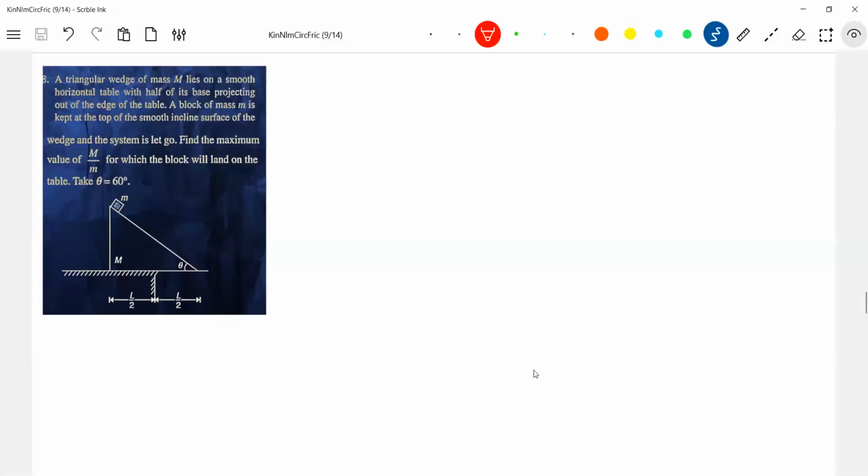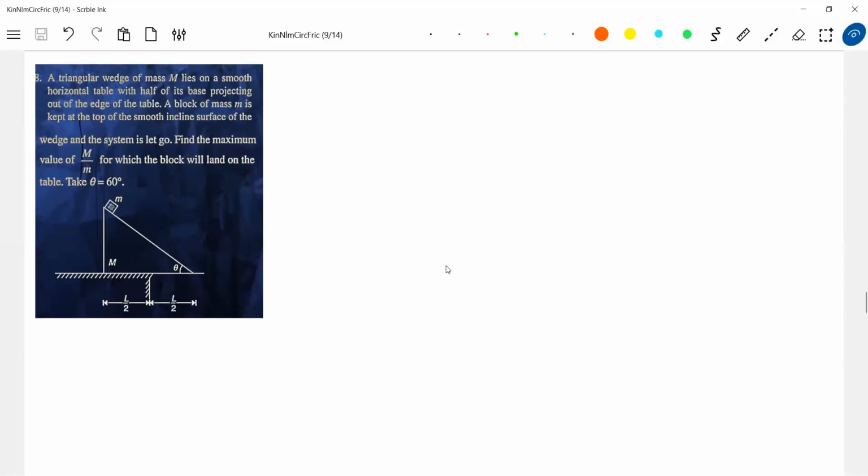Find the maximum value of capital M by small m for which the block will land on the table. As it slides, the normal contact force will have a component that makes the wedge accelerate towards the right. If we can get the acceleration of the wedge, we can really focus on the things. So how to get the acceleration of the wedge and the block, with respect to the ground?